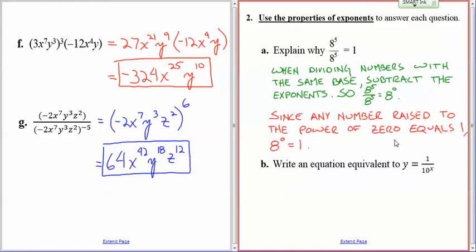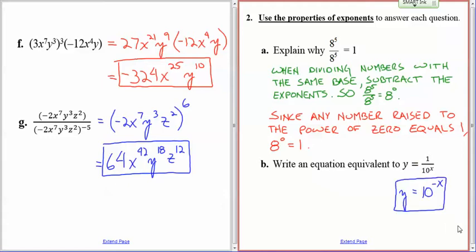Then I could say something like this. Since any number raised to the power of 0 equals 1, a to the 0 must equal 1. If you brought up a to the m divided by a to the n equals a to the m minus n, and then a to the 0 equals 1, if you talked about those properties, I mean, I just said it in words. Hopefully that makes sense. And then write an equation equivalent to y equals 1 over x to the 10th.